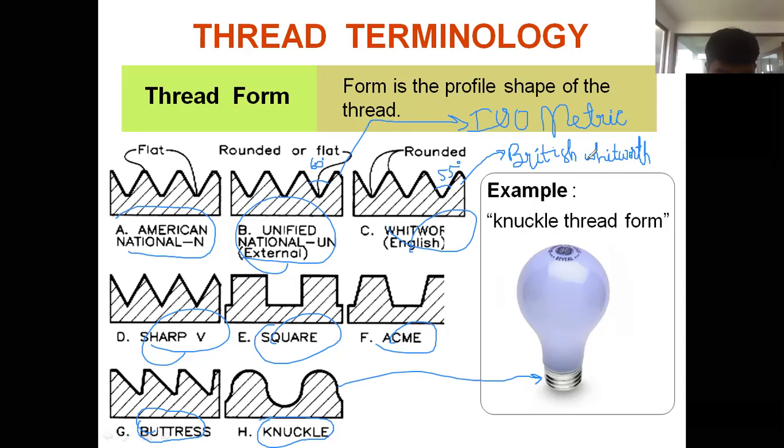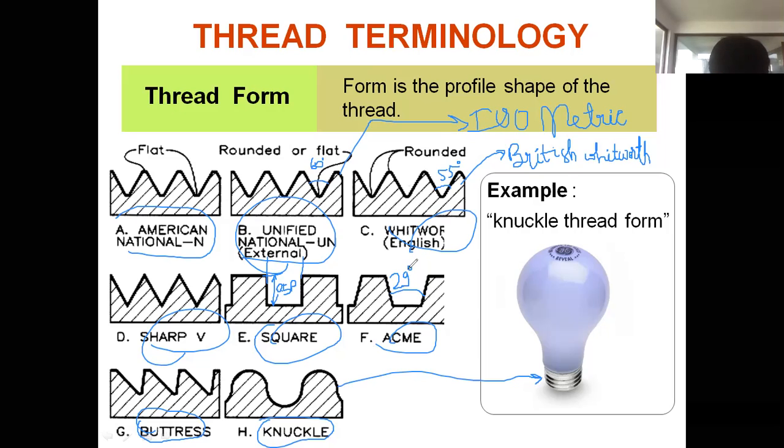This is the square thread. The depth, from here to here, is 0.5 p. P is nothing but the pitch, from here to here. Okay, so anyway, that can be taken out. Next is the Acme thread. For the Acme thread, the thread angle is 29°.